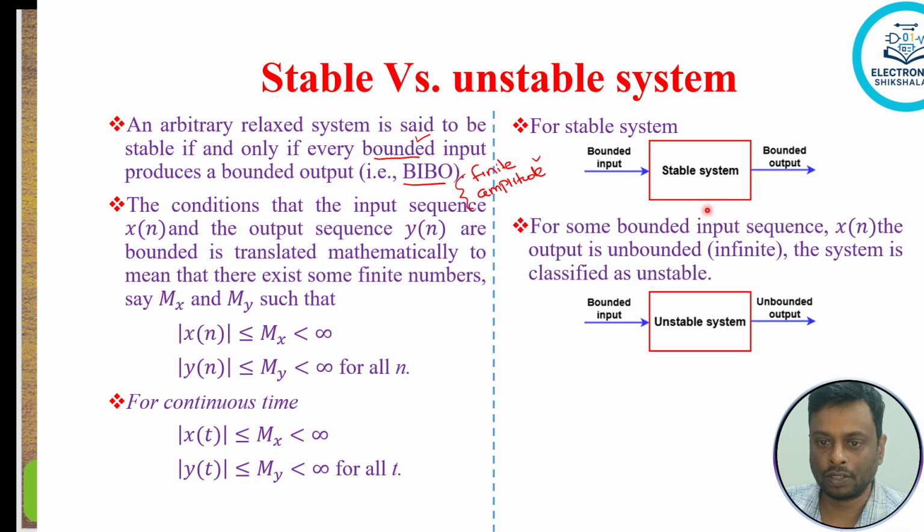For an unstable system, suppose this x of n is the input signal, which is a bounded input. For any bounded input, if it produces an unbounded output, it is called an unstable system. So let us check with examples.